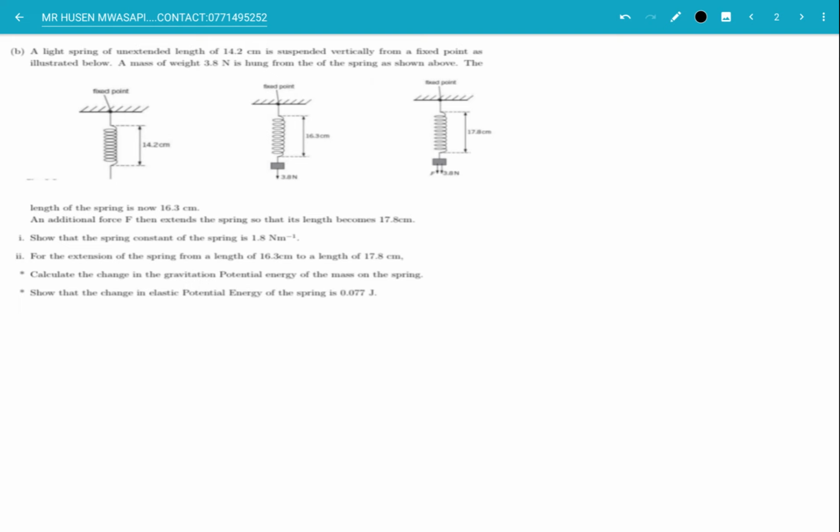So, the next question reads as follows. I've been told that for the two extensions, which are 16.3 and 17.8 centimeters, we need to calculate the change in gravitational potential energy of the mass that has been hung on the spring. To do this, it's not that difficult at all. Remember, change in gravitational potential energy is equal to mg change in h. So the change in gravitational potential energy is dependent on the final length.